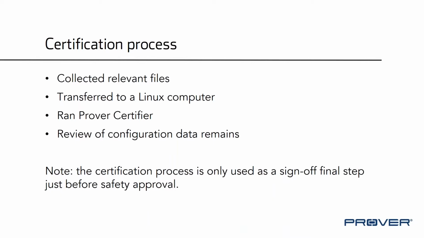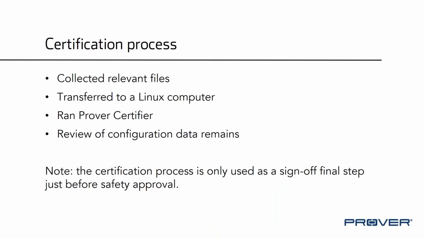To sum up what I did here for the certification process, I collected some relevant files here. I transferred these files to a Linux computer. I ran Prover Certifier from the command line. And the only thing that actually remains for this to be the real process is that the configuration data I fed to Prover Certifier has to be reviewed. It's about checking that the configuration data agrees with the reality. So if it, for example, says that the route between the entrance signal and the next signal contains a number of track circuits, then you need to check that this is actually the case in reality too.